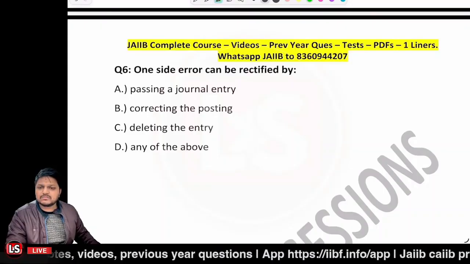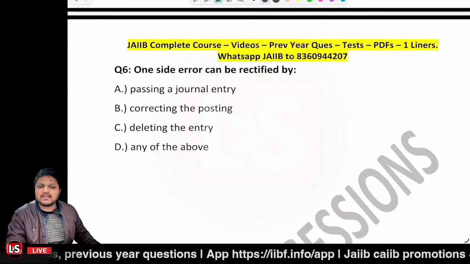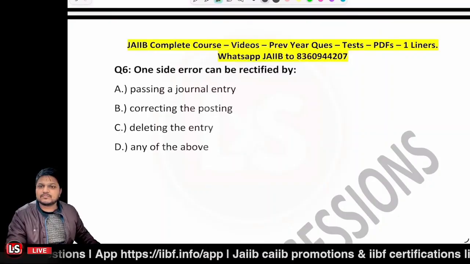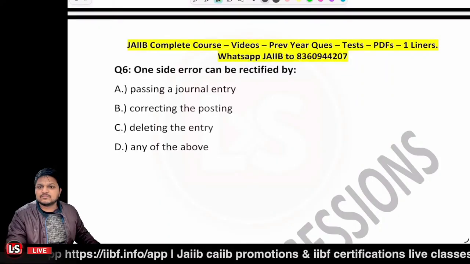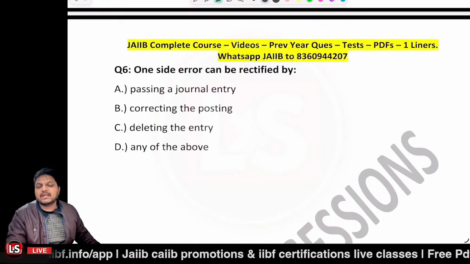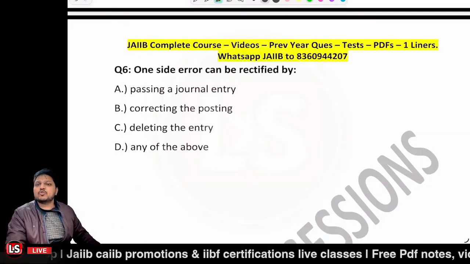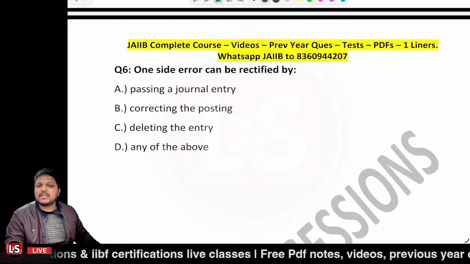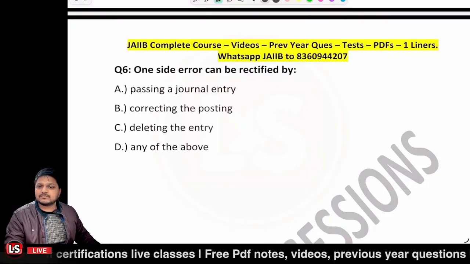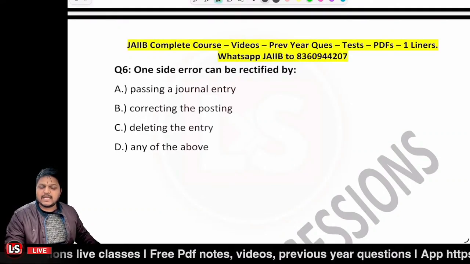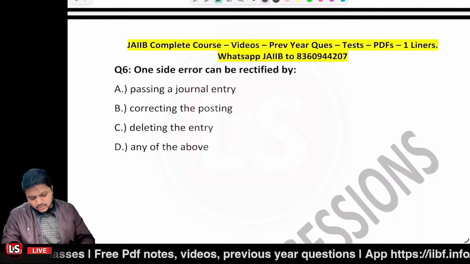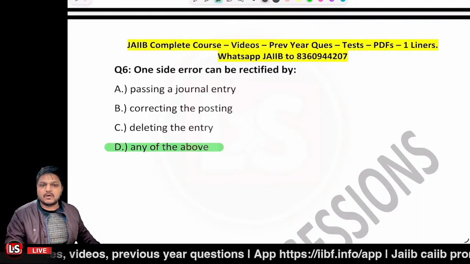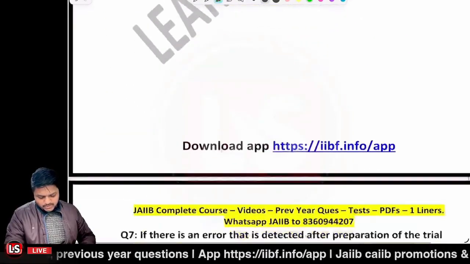Very easy question. Two types of errors are there, one-sided error or the two-sided error. Definitely, you can delete the wrong entry, you can correct the posting, you can pass a journal entry. Any of the above can be done. So option D will be the correct answer. Okay. Now, question number 7.